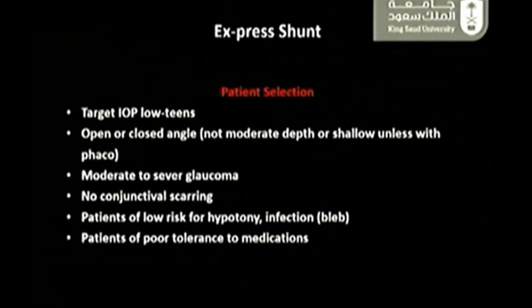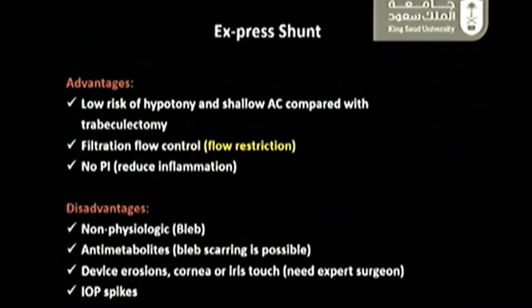You can do Express shunt surgery for any patient in whom the target IOP is in the low teens or even single digits, open or closed angle. You should not use it in patients with a moderate depth or shallow chamber unless it's combined with phaco. Why? Because it will be near the cornea and cause corneal decompensation. You can use it in cases of moderate to severe glaucoma, no conjunctival scarring, patients at low risk for hypotony or infection, and patients with poor tolerance to anti-glaucoma medication. The advantage is that it has a lower risk of hypotony and shallow chamber compared with classical trabeculectomy.